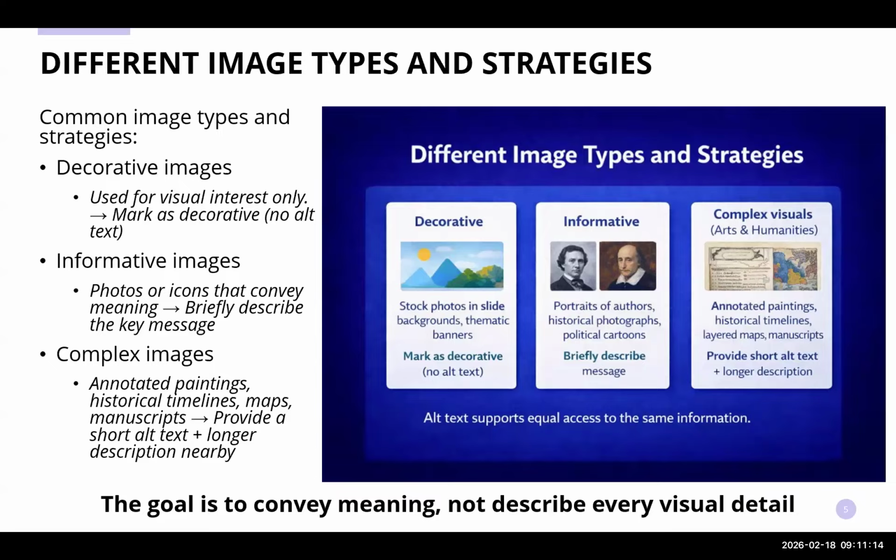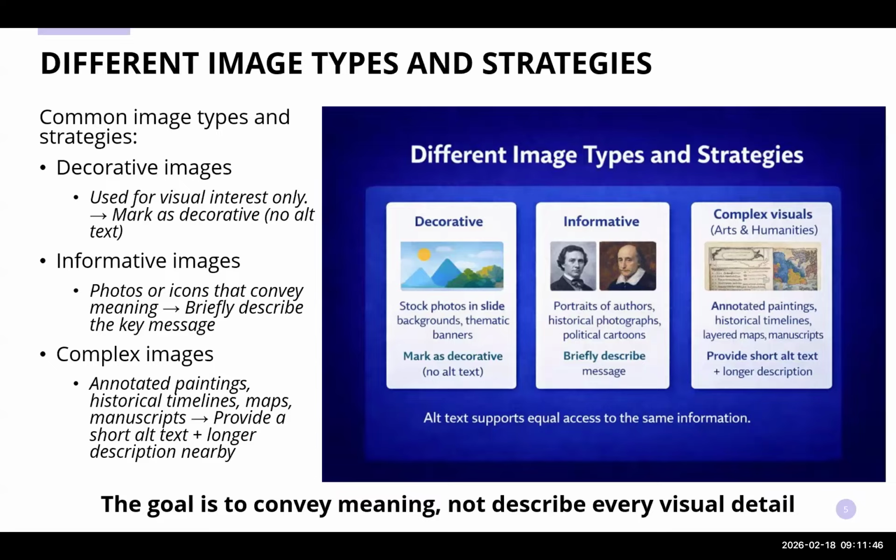Then we have the complex images, and this is where many of us spend most of the time. These are images that carry a lot of information, something like an annotated painting with layers of symbolism or a detailed historical timeline filled with dates and events, etc. Now, for these complex images, you cannot capture all that in just one short sentence or in an alternative text.